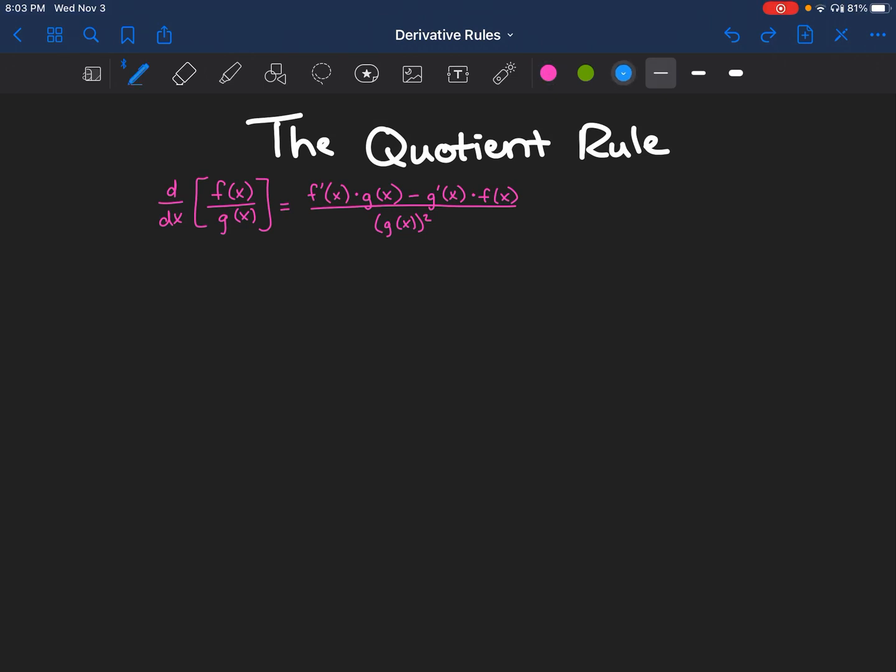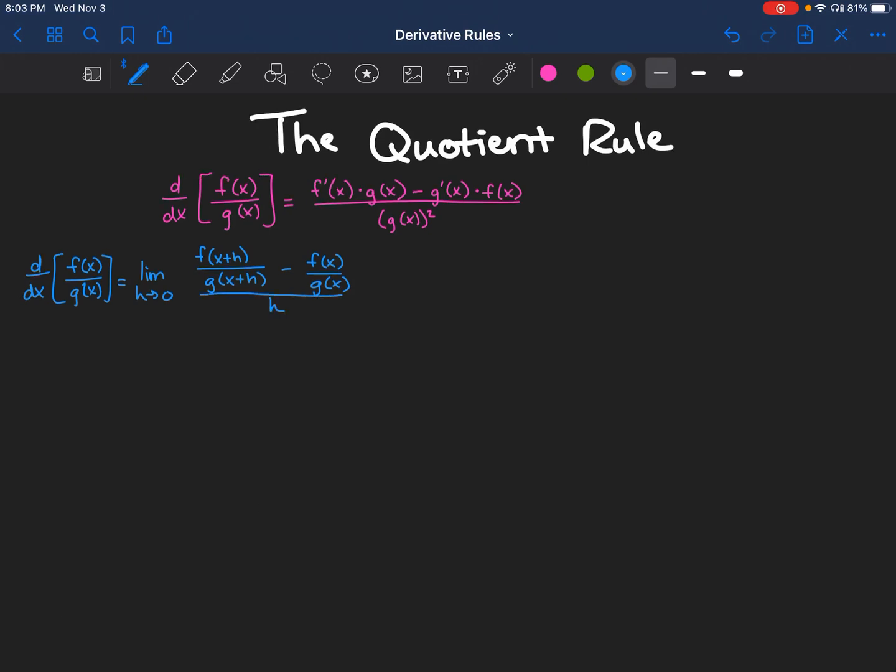So again, my goal with this is to try to prove this definition, prove this rule using the limit definition. So I'm going to again start off with just my limit definition of the derivative. So in this case, we're going to take the limit as h goes to 0 of f of x plus h divided by g of x plus h minus f of x divided by g of x. Now, the first thing that I think is going to be helpful, I forgot to divide all that by h. The first thing I think is going to be really helpful in this situation is going to be trying to make a common denominator out of this g of x plus h and g of x.